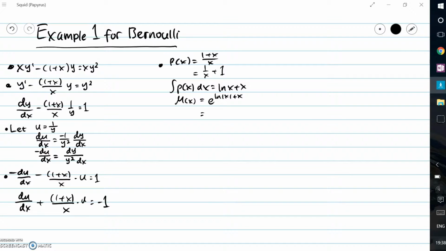Now we calculate the integration: the integral of d/dx of e to the power of x times u equals the integral of negative x e to the power of x dx. After finishing the integration, we put u on the left side and then substitute it back into y.